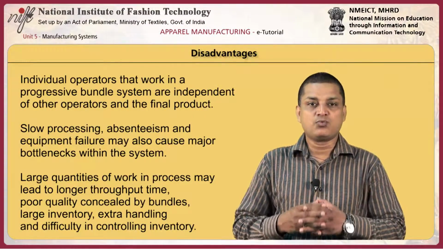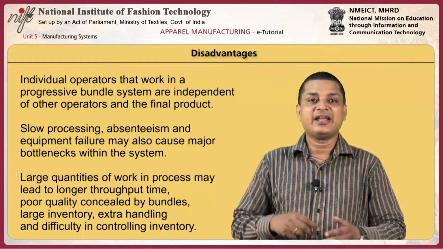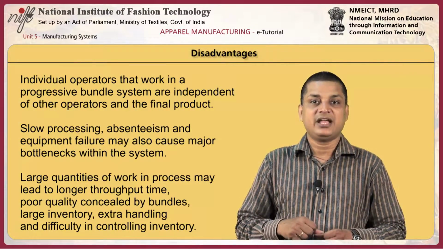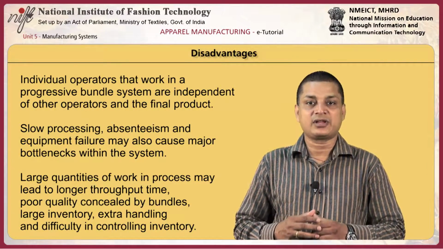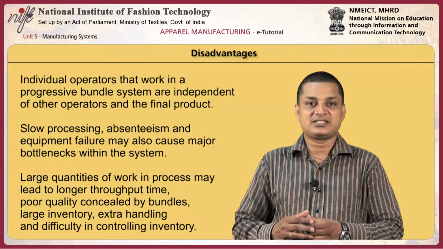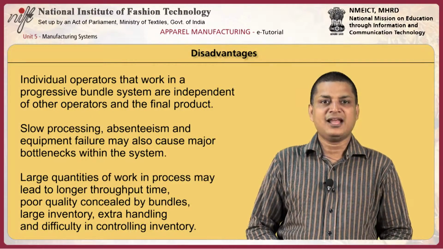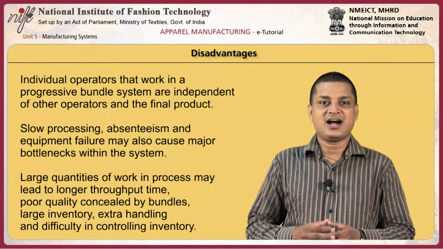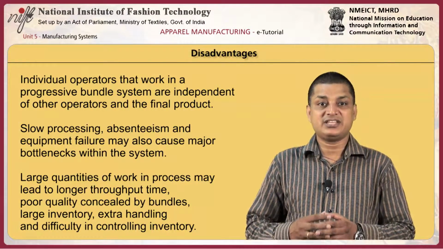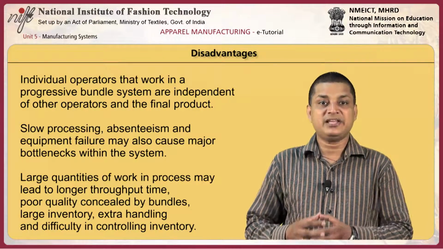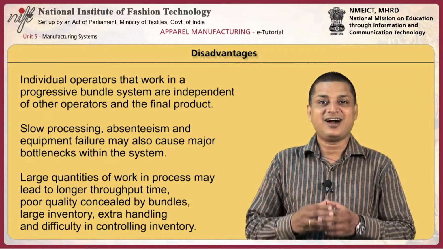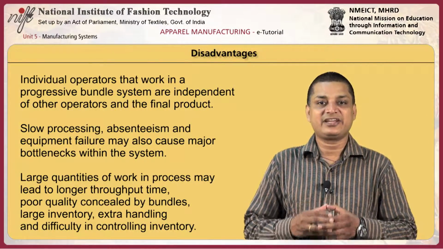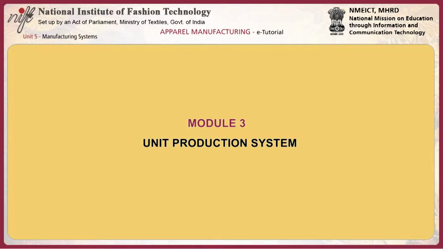Individual operators that work in a progressive bundle system are independent of other operations and the final product. Slow processing, absenteeism and equipment failure may also cause major bottlenecks within the system. Large quantities of work in process are often characteristics of this type of production system. This may lead to longer throughput time, poor quality concealed by bundles, large inventory, extra handling and difficulty in controlling inventory. The third module will explain the unit production system.